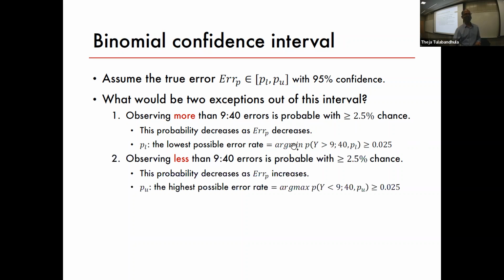And similarly, on the upper side, you're asking what is the probability of observing y smaller than 9. What is the largest value that you can pick for the bias that can lead to greater than 2.5%? And those two numbers are exactly what we computed in the previous slide. Here we're just interpreting what they mean.